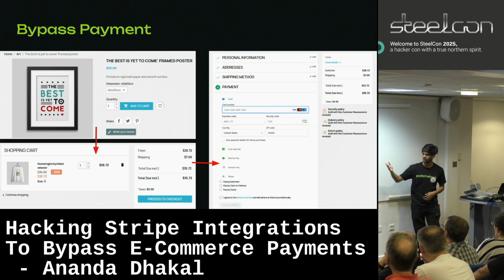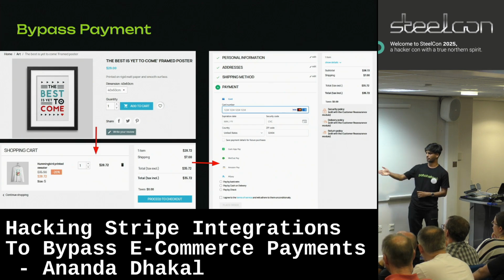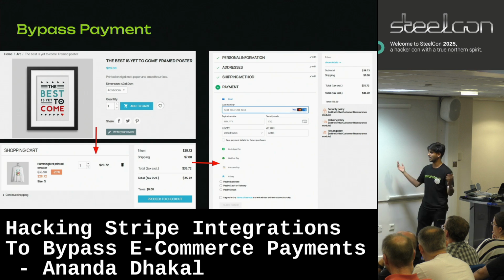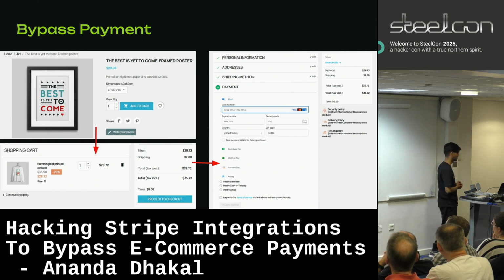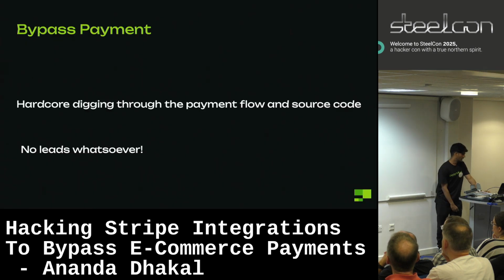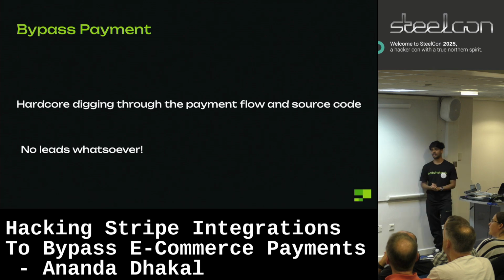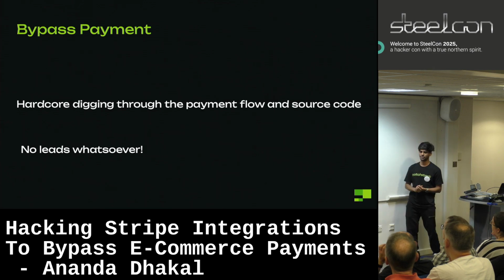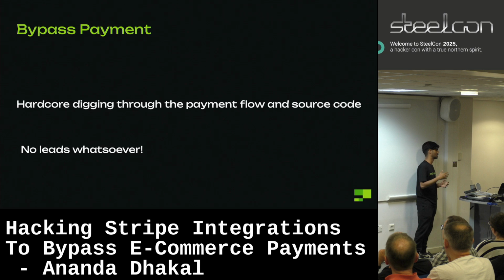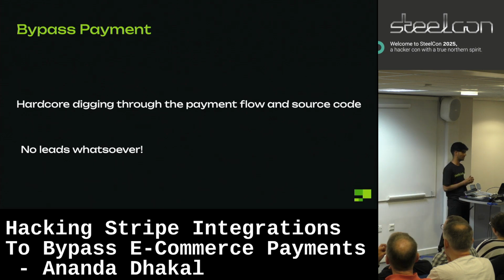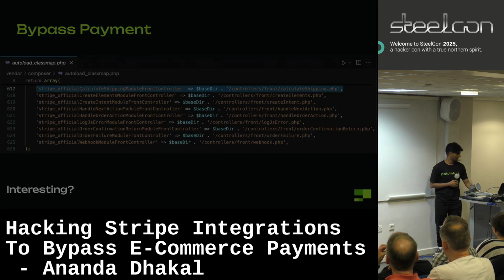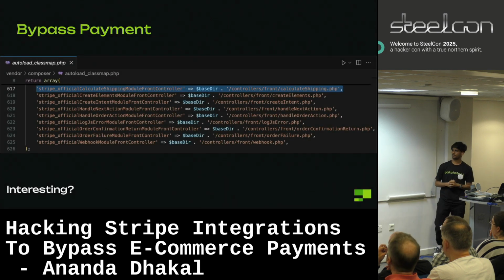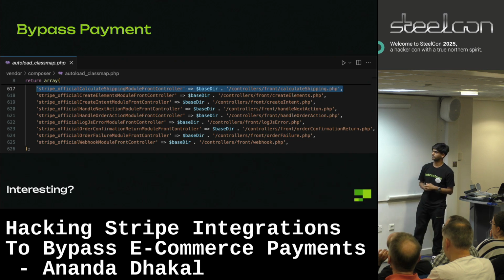You add something to cart, you enter your data, the shipping addresses and everything, and then you get this payment page. Again, the same payment box. And I really did a lot of hardcore digging through this source code. I was really looking into all those things and sources, but I was not able to find many interesting leads.